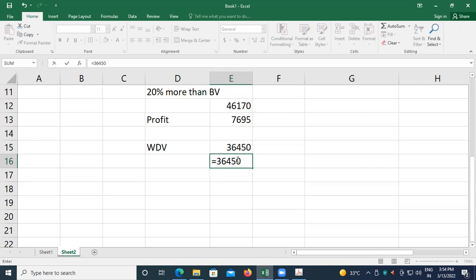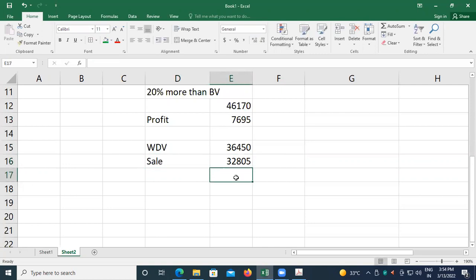36,450 minus 3645, which is nothing but the 10% of the total value of the asset. So it is coming 32,805. Okay, 32,805 is the sale value now.